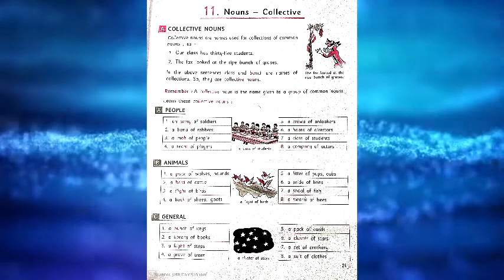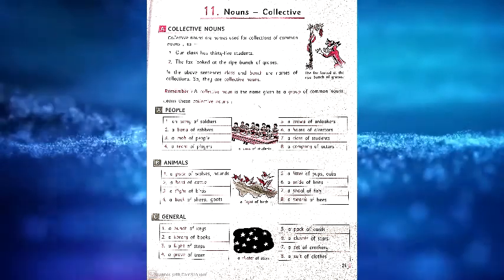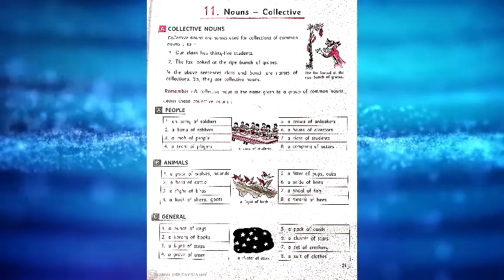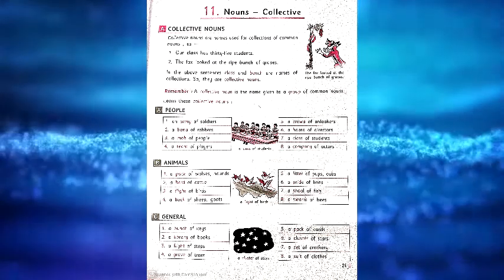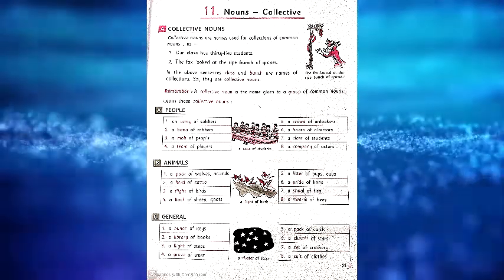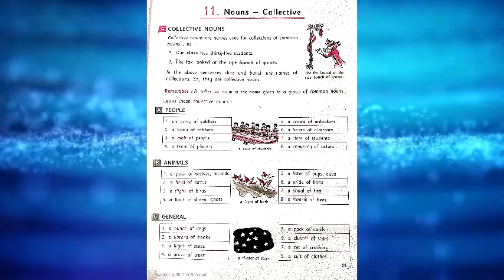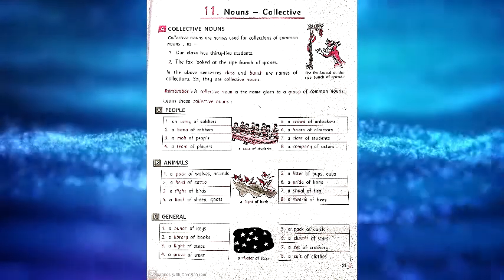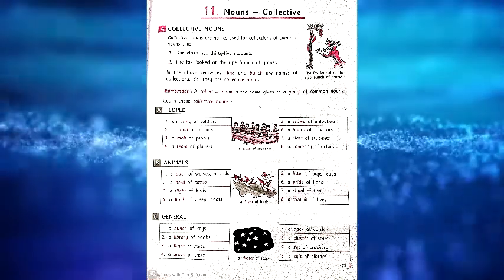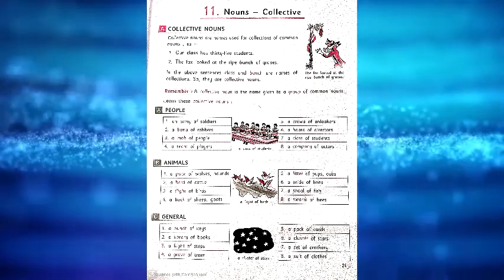Collective nouns. What do we mean by collective nouns? Collective nouns are names used for a collection of common nouns. Keep it in your mind. Collection of common nouns, that is collective nouns. One example: Our class has 35 students. Imagine in your class.